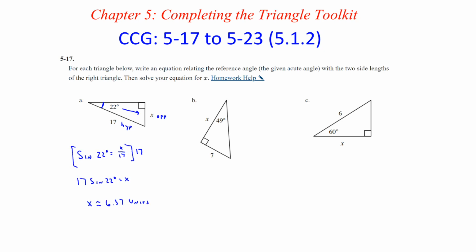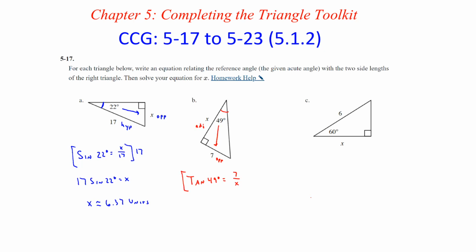On part B, if we're using the angle of 49 degrees, once again we have the opposite side, but we also have the adjacent side. So on this one, we will use the tangent of 49 degrees. And that's equal to 7 over x.